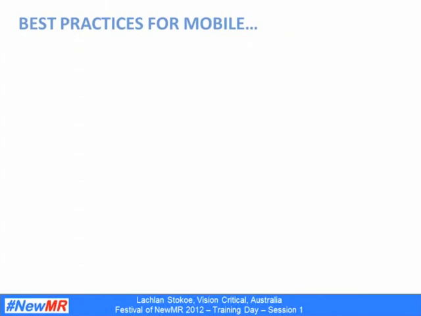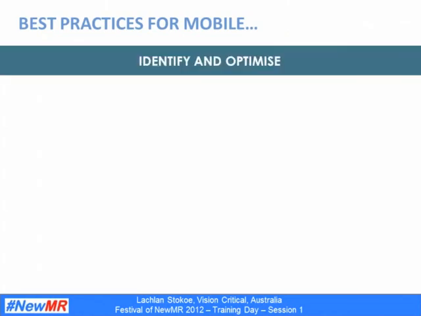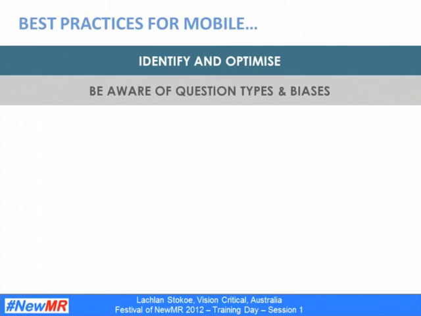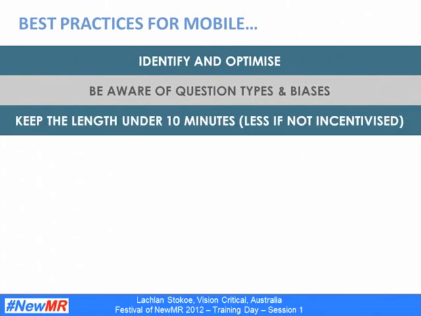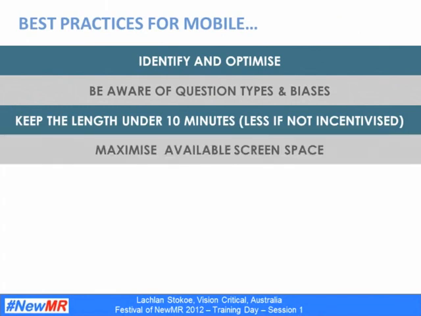So let's go over a few things we at Vision Critical believe to be best practice considerations for conducting mobile research. We will go through each of these individually, but just quickly as an overview, you need to identify and optimize for the devices that are supported by your software. Be aware of the available question types and any potential biases of going mobile. Keep the length of your survey under 10 minutes, and even less if you're not providing any incentive.